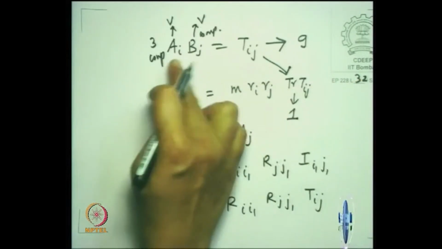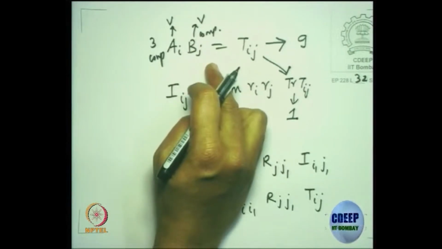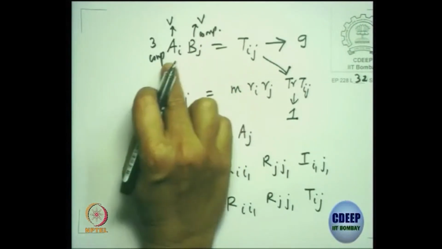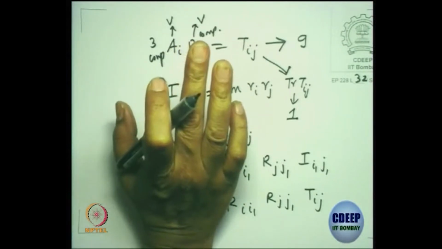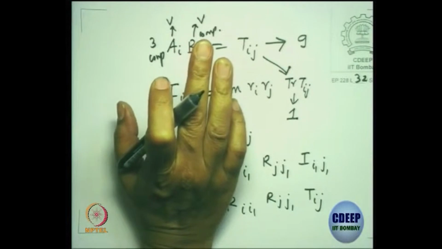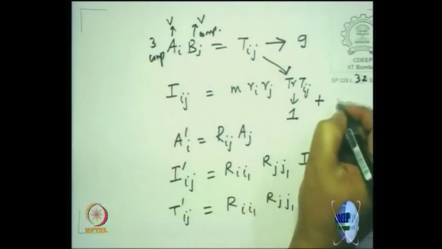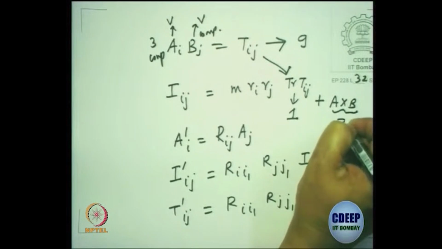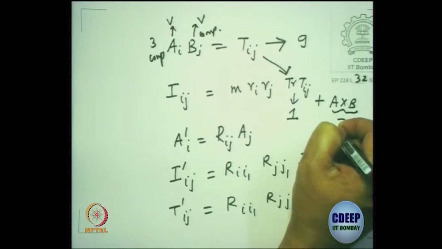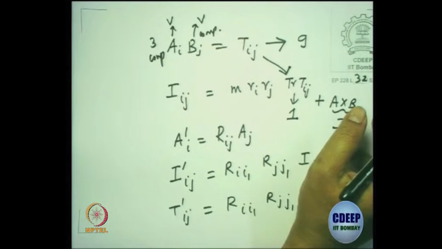I can take a cross product of these 2 vectors. The cross product of 2 vectors in 3 dimensions is a vector, right? A cross B is a vector. So I could write an antisymmetric combination which I will call A cross B. How many components are there? 3. A cross B has only 3 components, right?